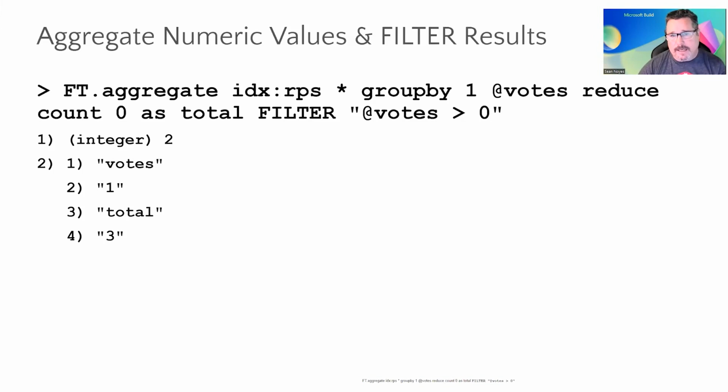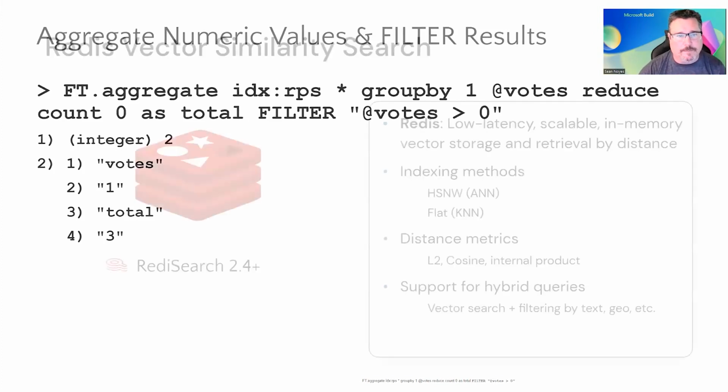We can also do aggregations, group bys. In this case, we're saying we're going to group the votes, and then we want where votes are greater than 0. And we're also going to aggregate it into a total and then give us the total number of votes available.